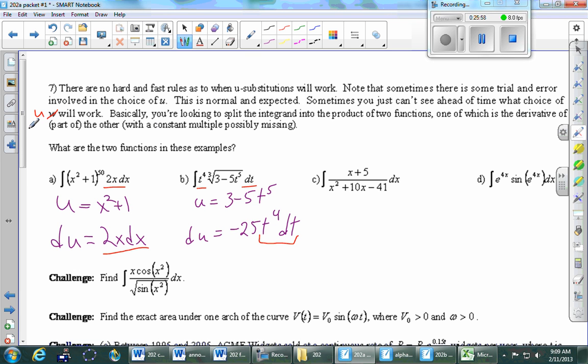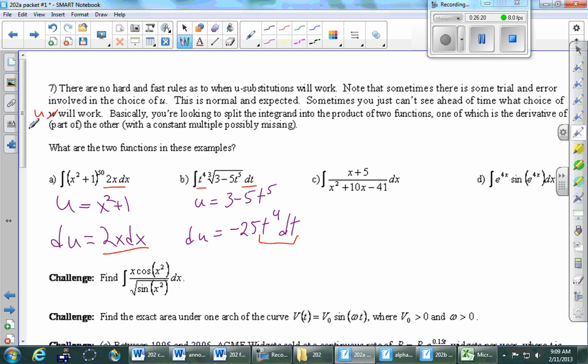So again, the basic idea, if you're trying to look ahead to see what choice of u might work: you let u equal something, you take a derivative, and you really hope that the derivative you just found looks an awful lot like everything that's missing from the original integral. You can deal with multiplying or dividing by a constant, but you really can't deal with anything else.